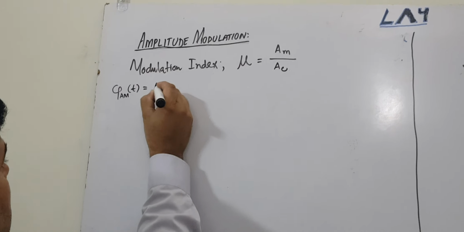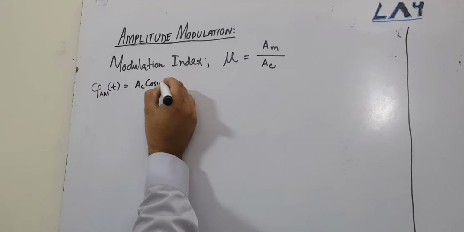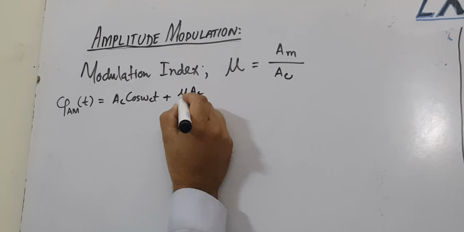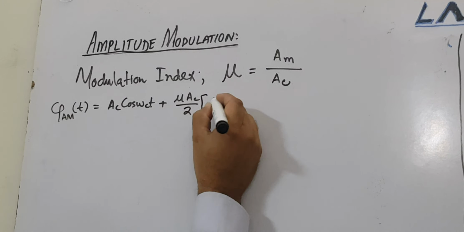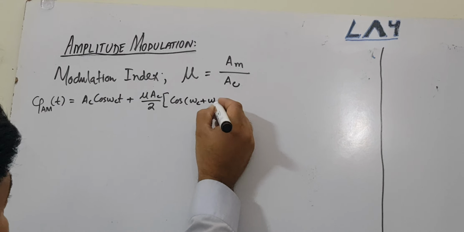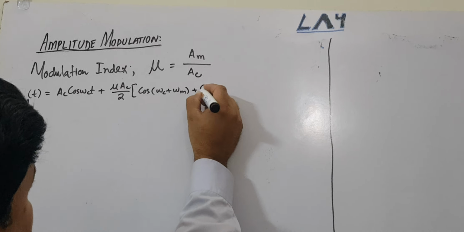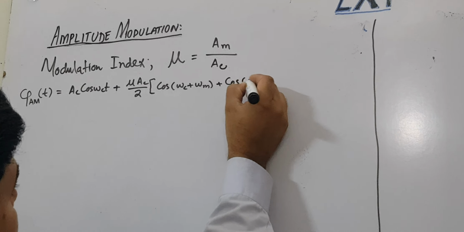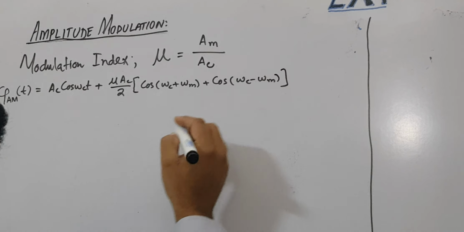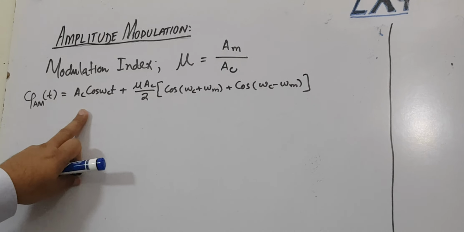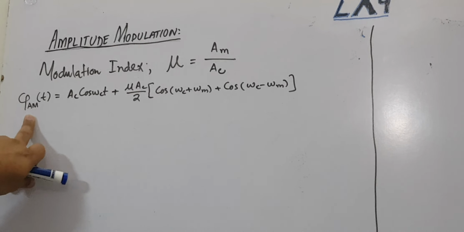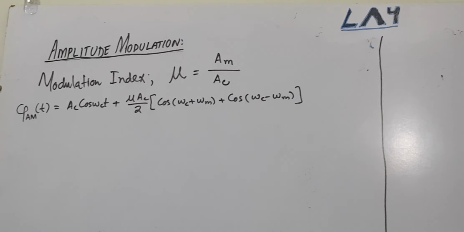like this: AC cos omega C t plus mu AC divided by 2 times cos (omega C plus omega M) t, and then plus cos (omega C minus omega M) t. So we have already derived that formula in our previous lecture. So that is the amplitude modulated signal of the amplitude modulation.